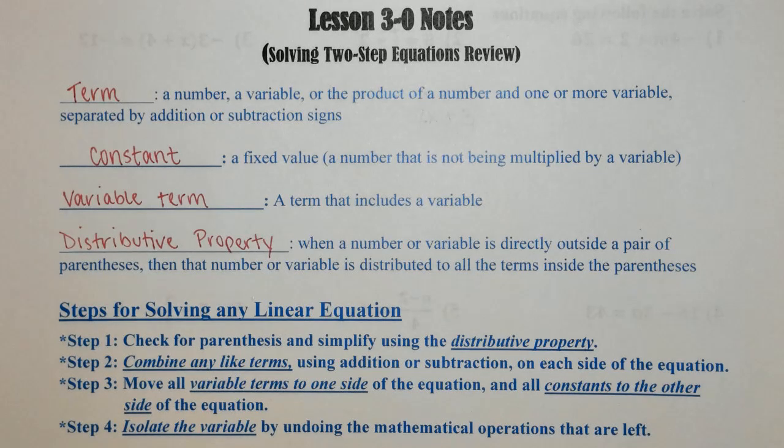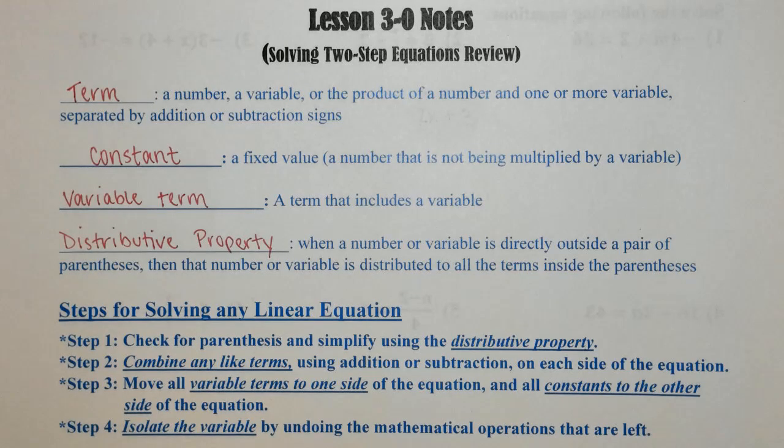This is lesson 3-0 notes, solving two-step equations review. As always, we're starting with vocabulary. A term is a number, a variable, or the product of a number and one or more variables separated by addition or subtraction signs. A constant is a fixed value, a number that is not being multiplied by a variable. A variable term is a term that includes a variable.